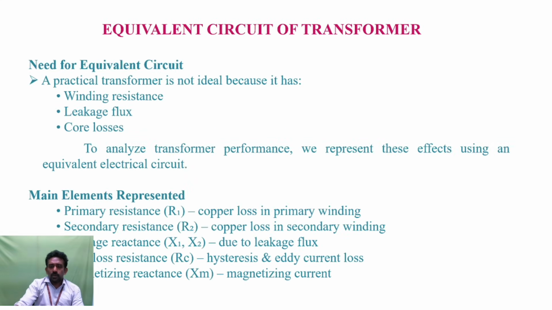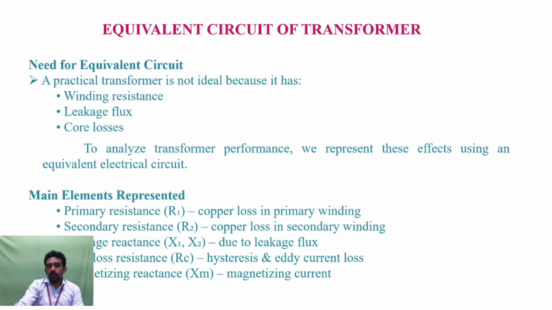And coming to the equivalent circuit of the transformer, what is the need for the equivalent circuit? The transformer which we have spoken about till now is ideal, and it is not practical, because all transformers have winding resistance. Also, when the flux is induced in the core, this flux has the tendency to leak from the core into the air or the environment surrounding it. This will cause a leakage flux.